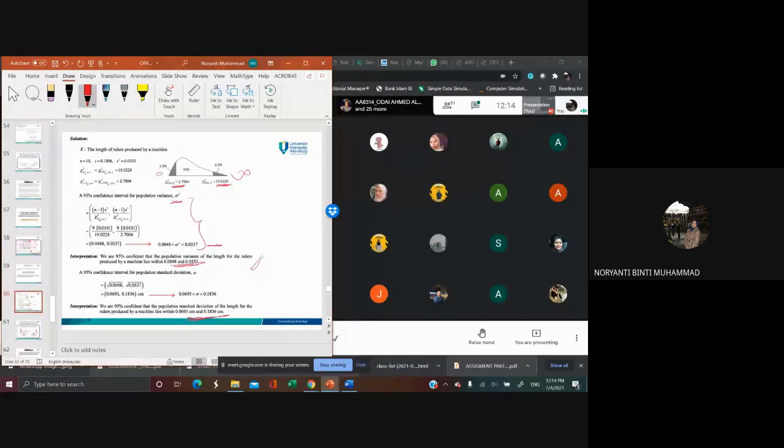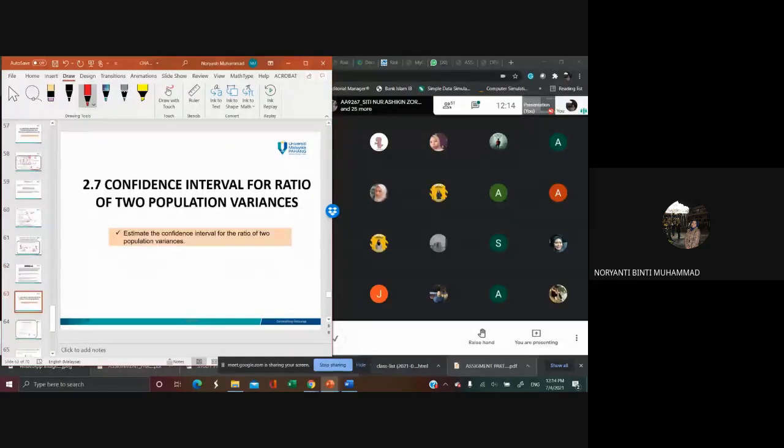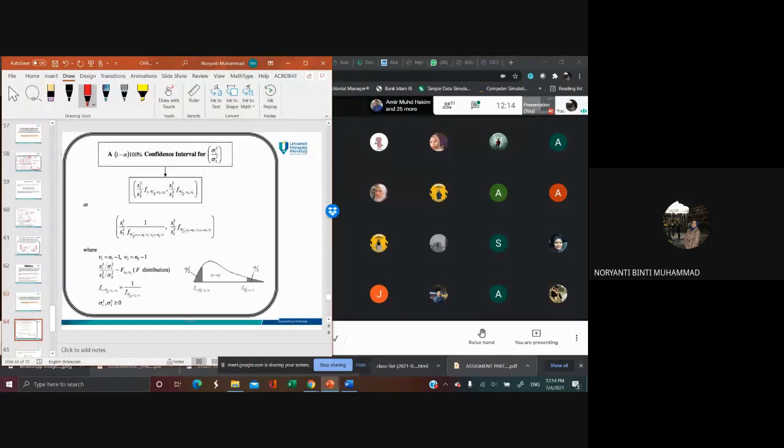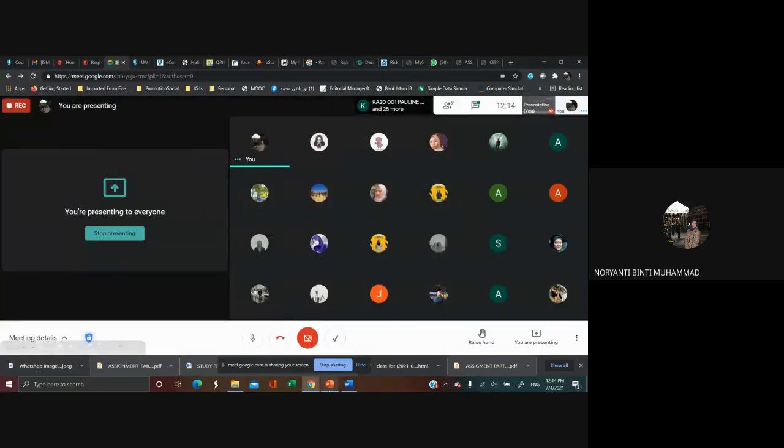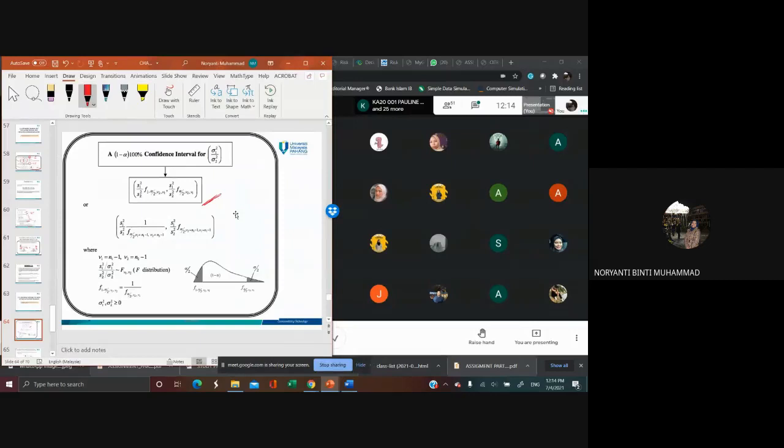Now it is for the ratio of two population variances. So instead of one population variance, we have two population variances, and the only formula we have is this one. At this part, students are also sometimes confused, so you look at which one is divided by which one. In this case, variance 1 divided by variance 2. So here, sample variance 1 divided by sample variance 2. Similar for this one. Can you see that, isn't it?